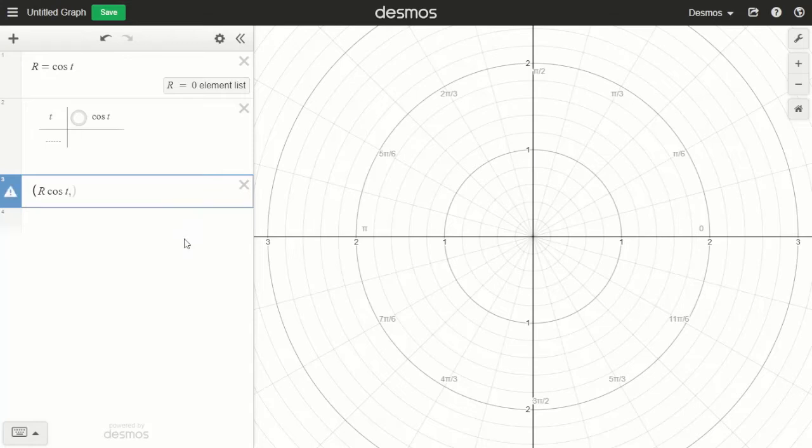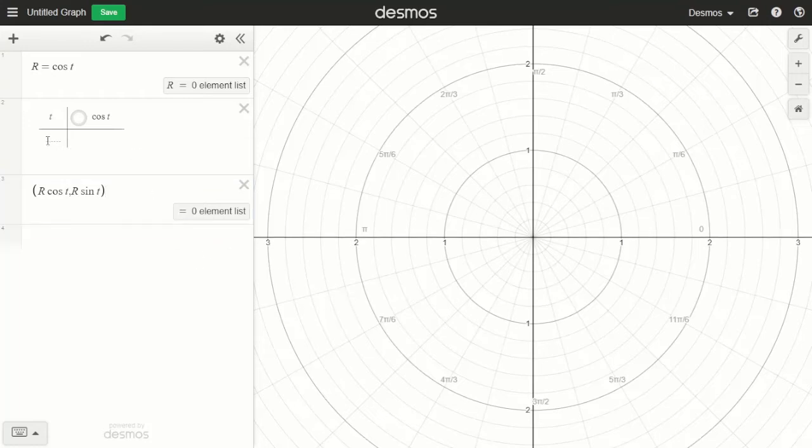Now I'm going to comma. The y component is the radius times the sine of t. This is the bare bone, the structure of that. Okay, and now that's all it is. Once we're done with that, then the function is ready. I mean, the graph here is ready to automate.